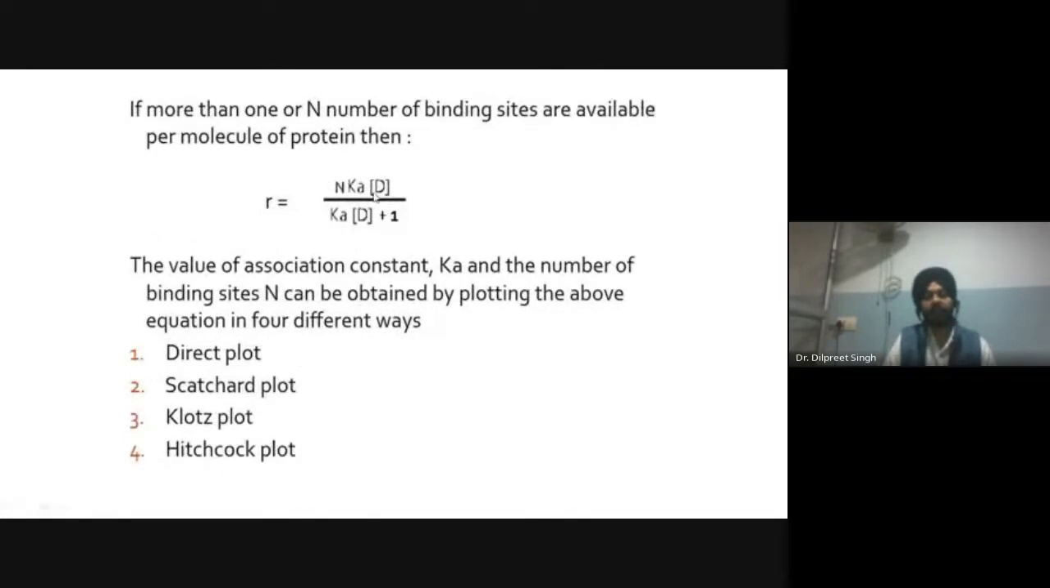If the above equation holds for one binding site, and if more than n binding sites are available per molecule of protein, then R is equal to nKaD divided by KaD plus 1. The association constant Ka and the number of binding sites n can be obtained by plotting the above equation in four different ways: the direct plot, scatchard plot, double reciprocal plot, or Hitchcock plot.